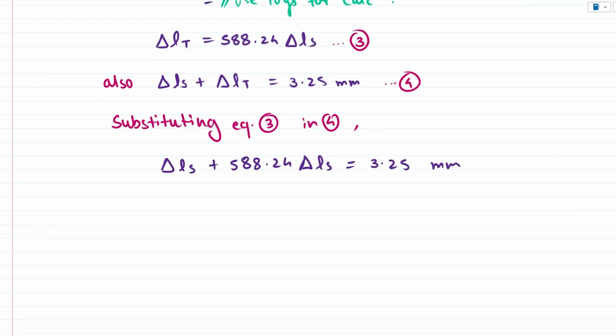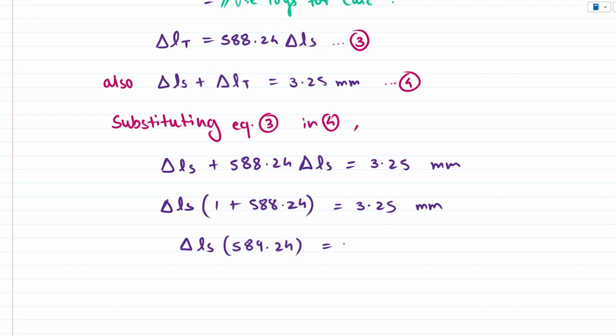Now let's add these two terms together. So first let me take delta LS common from these two terms. So it is 1 plus 588.24. So हमने इस टर्म और इस टर्म में से डेल्टा एल एस कॉमन निकाला है. So it gives us 1 plus 588.24, and this whole term is equal to 3.25 millimeters as well. So this gives us delta LS times 589.24 is equal to 3.25 millimeters.